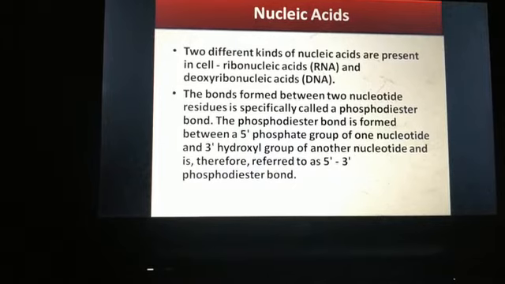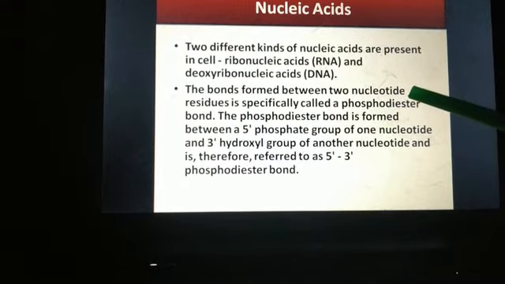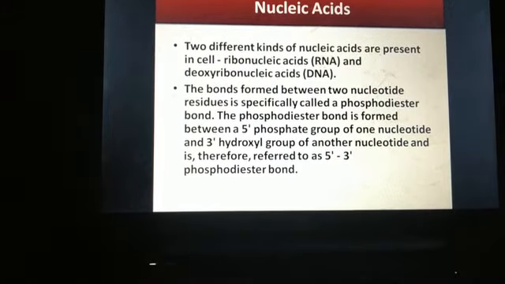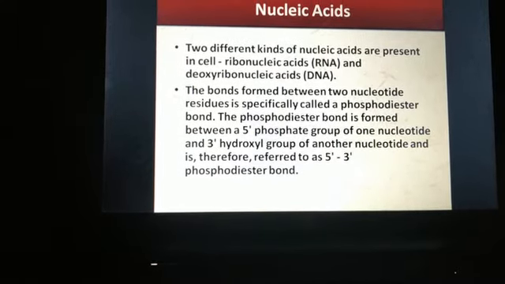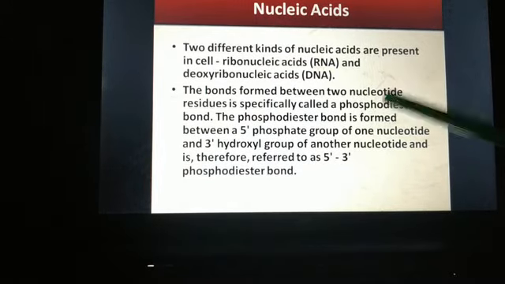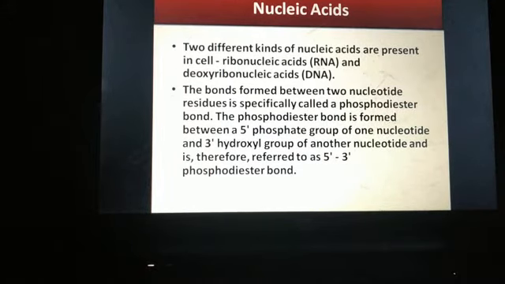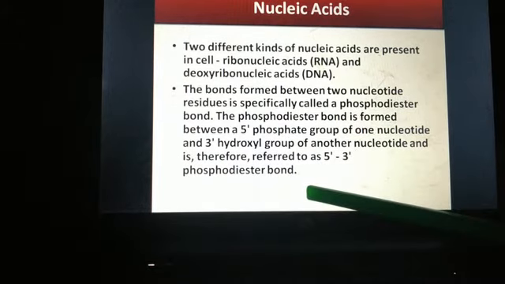Now, the bond formed between two nucleotides, where we had the ATGCs. Remember? So, the bond formed between two nucleotide residues is specifically called a phosphodiester bond. So, the bond present in nucleic acid will be a phosphodiester bond in both DNA and RNA. The phosphodiester bond is formed between a 5' phosphate group of one nucleotide and the 3' hydroxyl group of another nucleotide and is therefore referred to as a 5' to 3' phosphodiester bond.